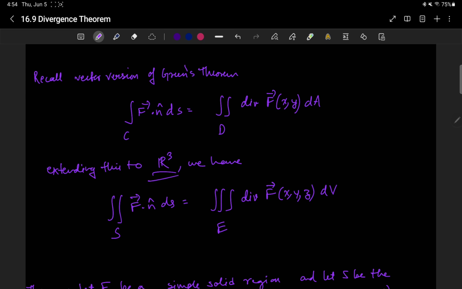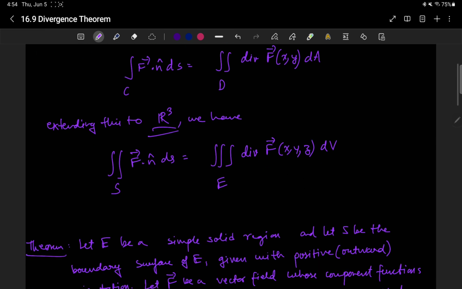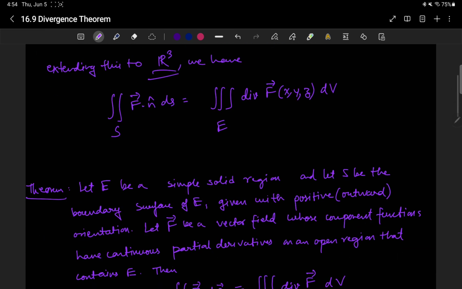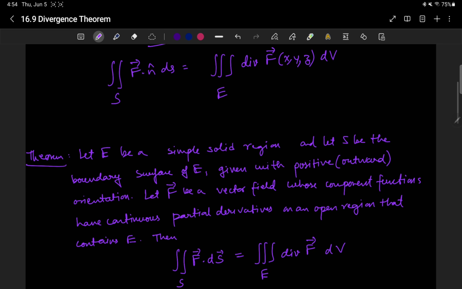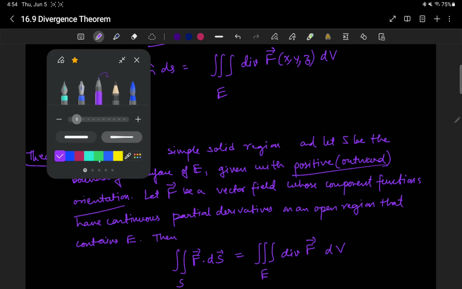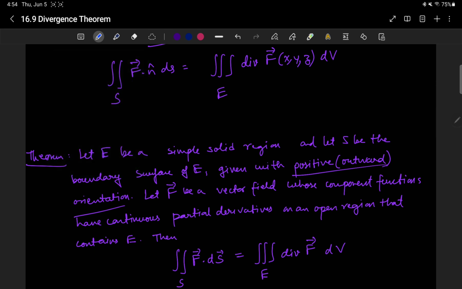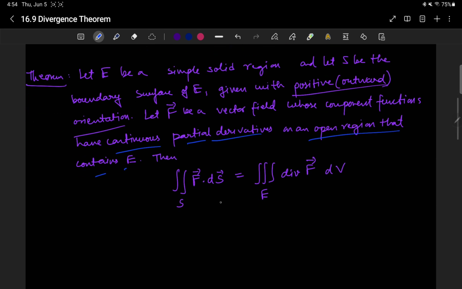Basically it says that the surface integral of F dot n cap is the same as the triple integral of the divergence of the vector field F over the region E. The theorem states: let E be a simple solid region and S be the boundary surface of E, given with positive, which is outward orientation, so the normal vector is pointing outward. Let F be a vector field whose component functions have continuous partial derivatives on an open region that contains E. Then the surface integral of F dot dS is the same as the triple integral of the divergence of F.